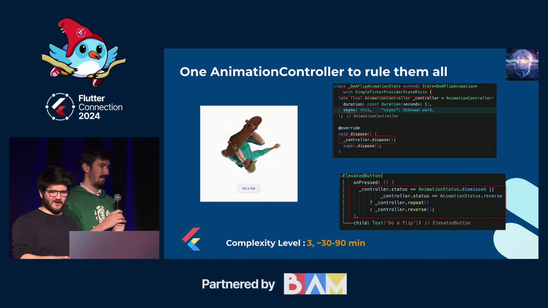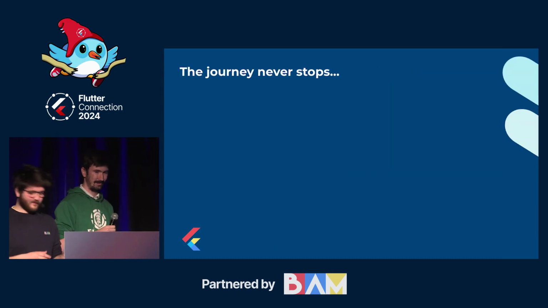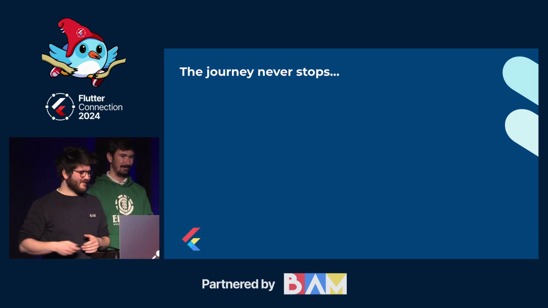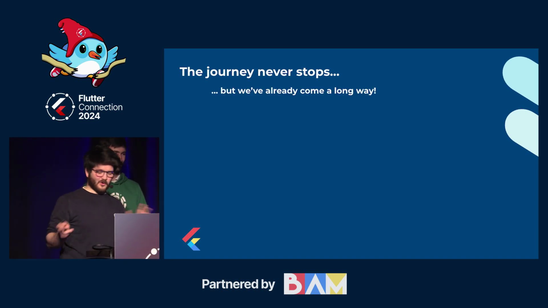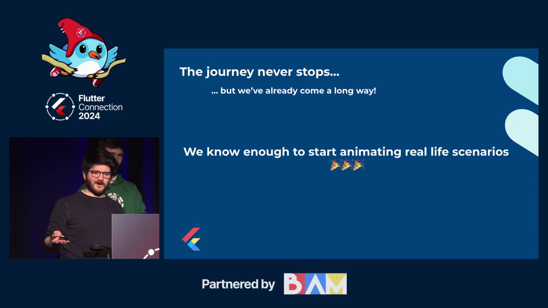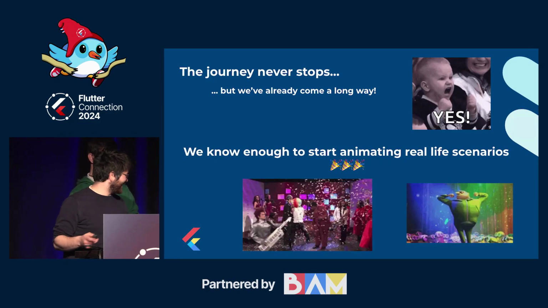All right, that's already some of them. Yeah, so a bit more complex, of course, than the pixel animation. That's some of them, but there are a lot of ways to animate. We won't have time to go through all of them, but basically, we have already come a long way with those Flutter UI Dojos, and so we made it. We know now enough to start animating with real life scenarios. So yeah, some celebration is in order.